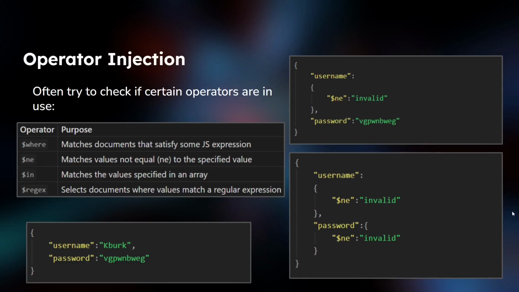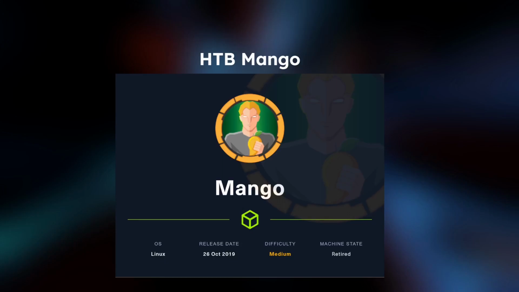Next up, we're just going to go straight into a lab. So HTB Mango is a medium machine from 2019. It's got a pretty solid example of this. So we'll just jump into that and then we'll come back here and talk about prevention.